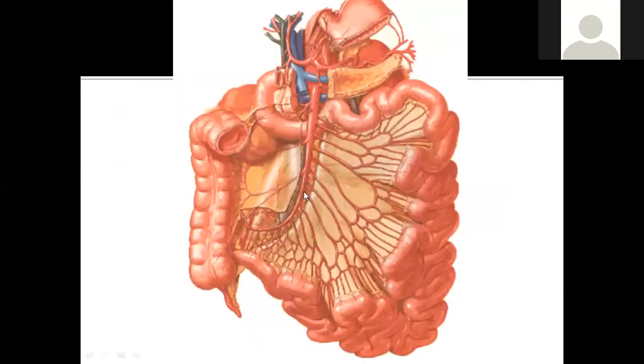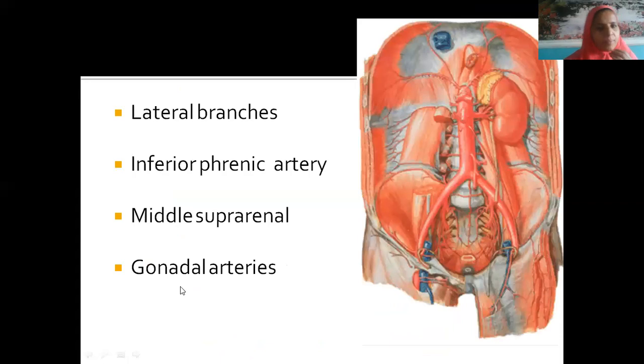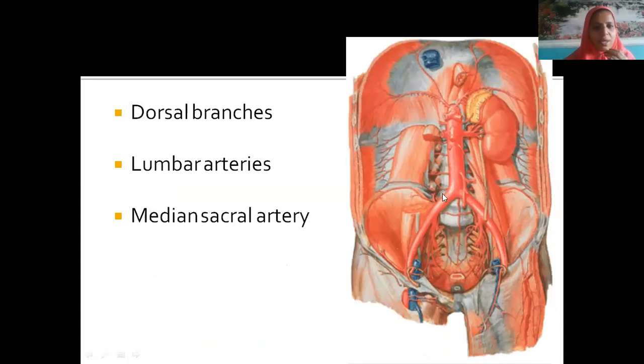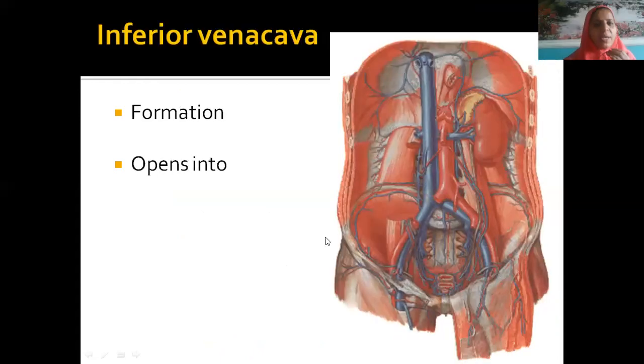Now this is the superior mesenteric artery. Listen: jejunal branches, ileal branches, middle colic, right colic, ileocolic. Then this is the inferior mesenteric artery. What branches do we have? Left colic, sigmoidal branches, and superior rectal. So lateral branches, as you told me, are the inferior phrenic, middle suprarenals and gonadal arteries. Dorsal branches are the lumbar arteries and median sacral artery. Terminal branches are the common iliac arteries.